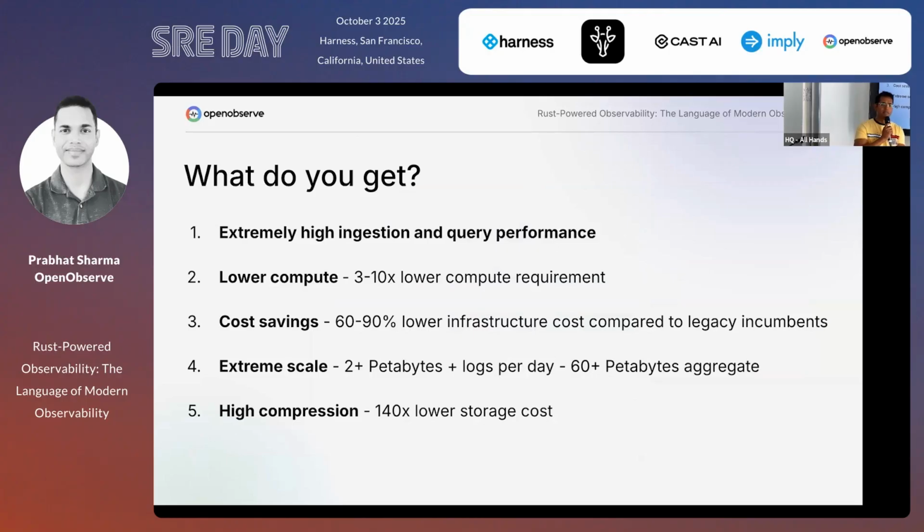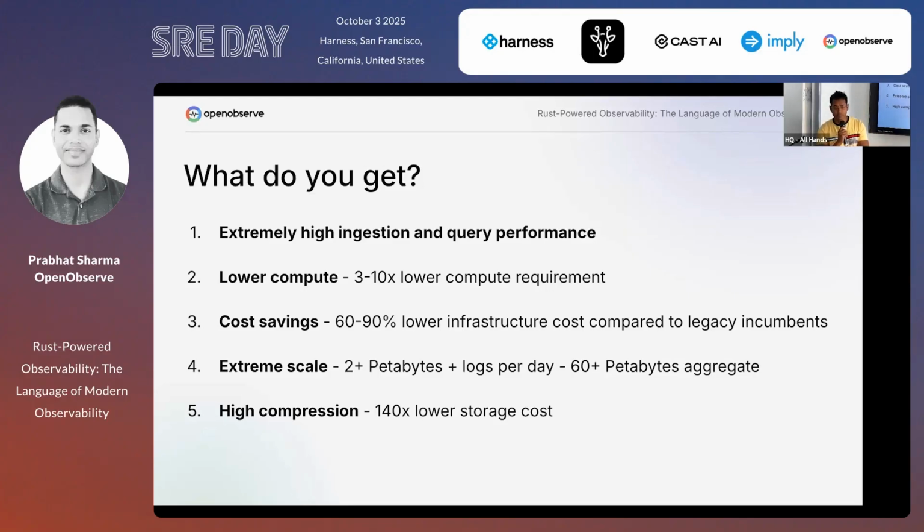Just to give you an idea, when people move from Elasticsearch, they say they move from a 5-node Elasticsearch cluster or OpenSearch cluster to a single node of OpenObserve. That's on the compute and memory front. On the storage front, of course, that's a different story, which is a much lower storage again. Cost savings on infrastructure, 60 to 90%, depending on the use case.